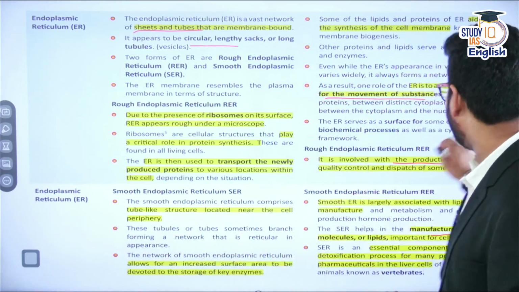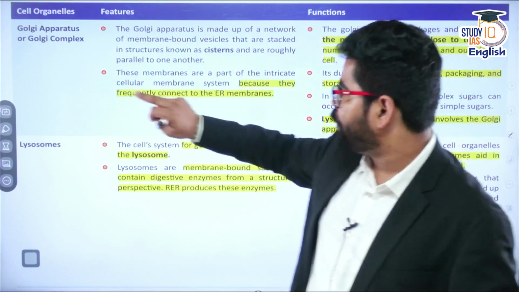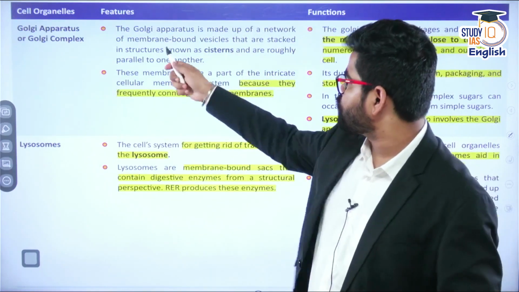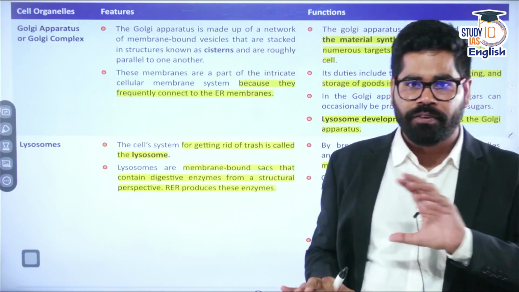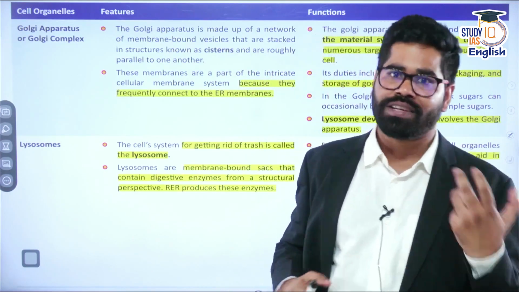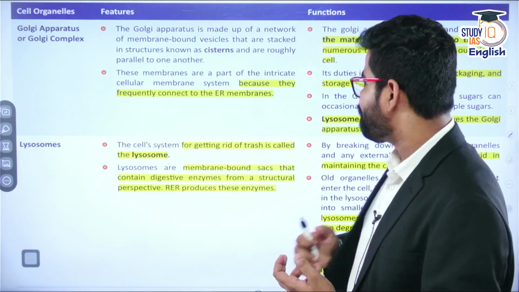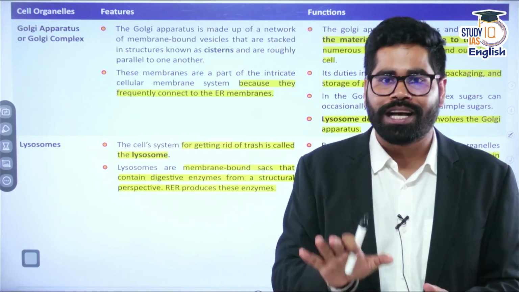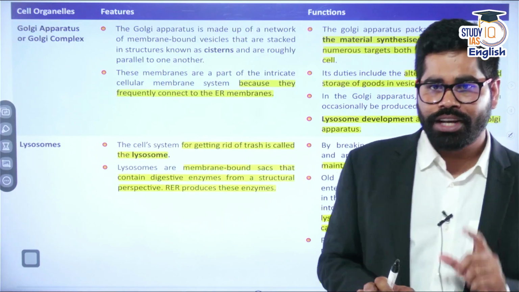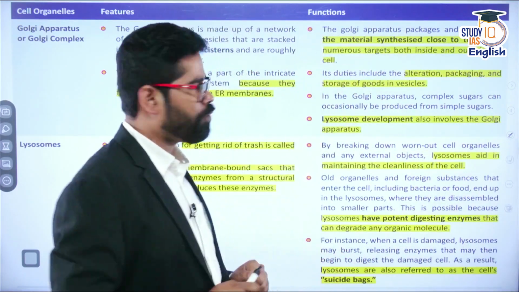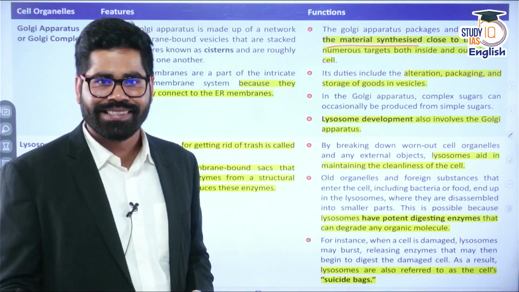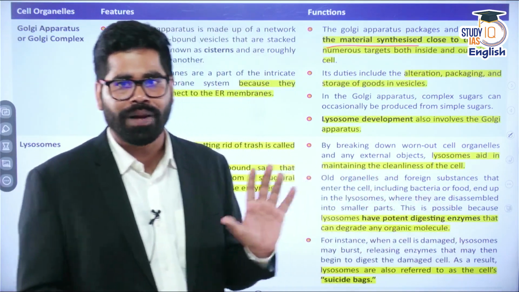Now, if we talk about the Golgi apparatus or Golgi complex, this is again made up of membranes of different tubules or vesicles present in the cell, and they are also frequently connected to the endoplasmic reticulum. Now you will find out what role they perform. They also transport the materials which have been synthesized close to the endoplasmic reticulum.